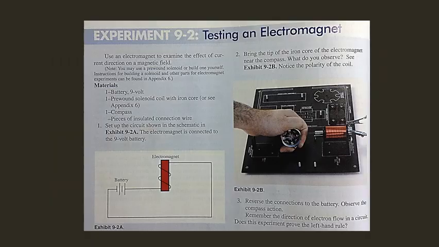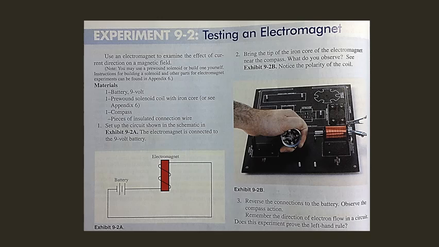Experiment 9-2, testing an electromagnet. Use an electromagnet to examine the effect of current direction on a magnetic field. Note that you may use a pre-wound solenoid or build one yourself. Instructions for building a solenoid and other parts for an electromagnet experiment can be found in Appendix 6.